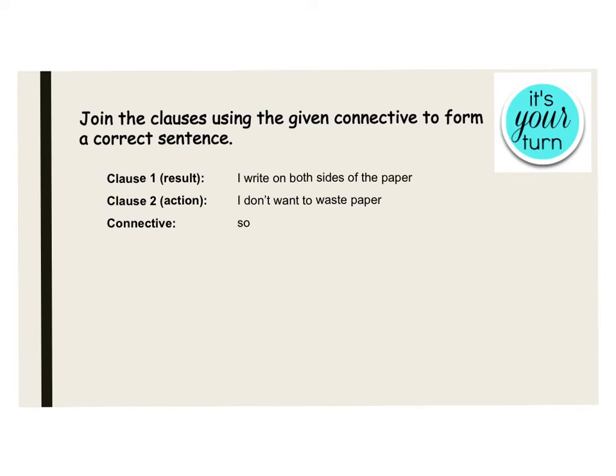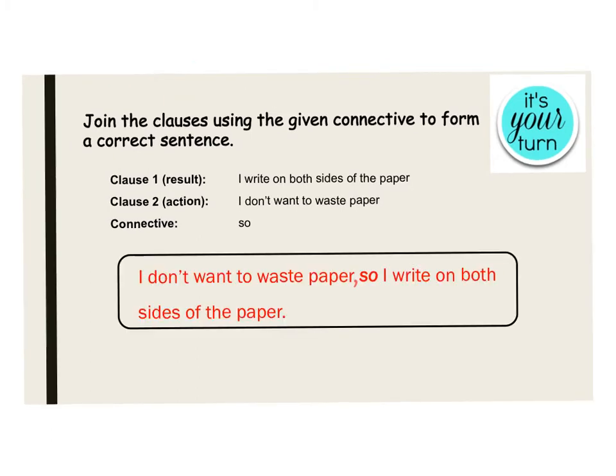Let's look at one more example. Do you still remember how to use the connective so? Before using the connective so, you have to talk about the action first, followed by so. After so, we can talk about the result. Based on the structure, we can conclude that the answer should be: I don't want to waste paper, so I write on both sides of the paper.